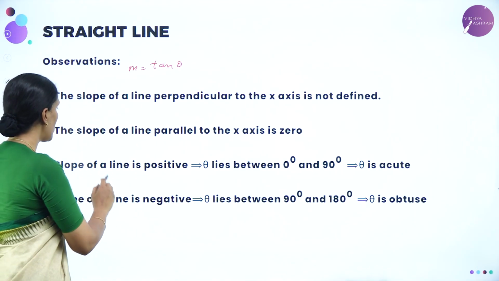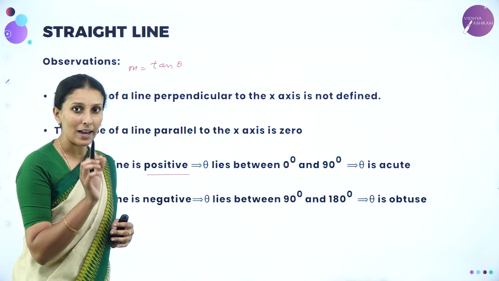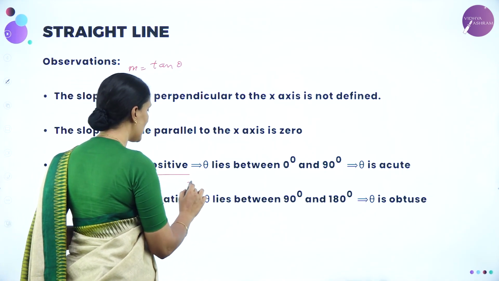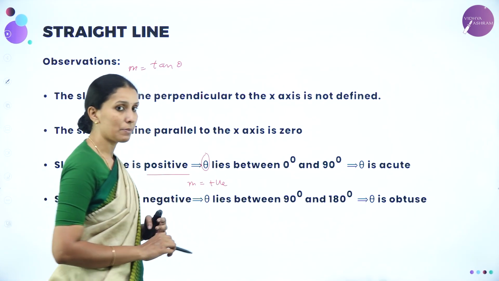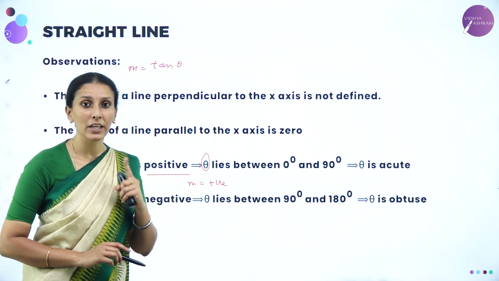The next is, if the slope of a line is positive, if the value of m is positive, then the angle always lies between 0 to 90 degrees. That means it is an acute angle.